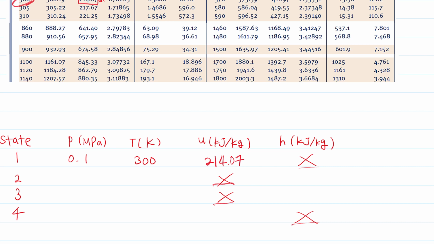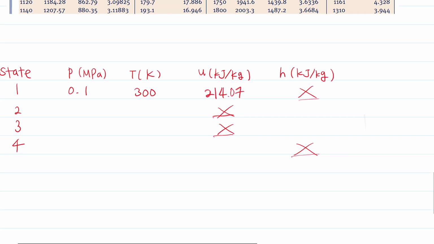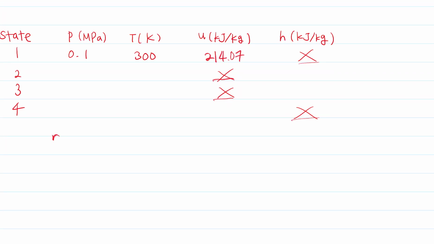At state 2, we are not given any properties, but the compression ratio r is given. The compression ratio r is V1 over V2, which is 18. Going from state 1 to state 2 is an isentropic process. For air under isentropic processes, we can use the relative volume ratio as we know the compression ratio. The compression ratio r equals V1 over V2, which is equal to the relative volume ratio. So we can solve it for vr2.